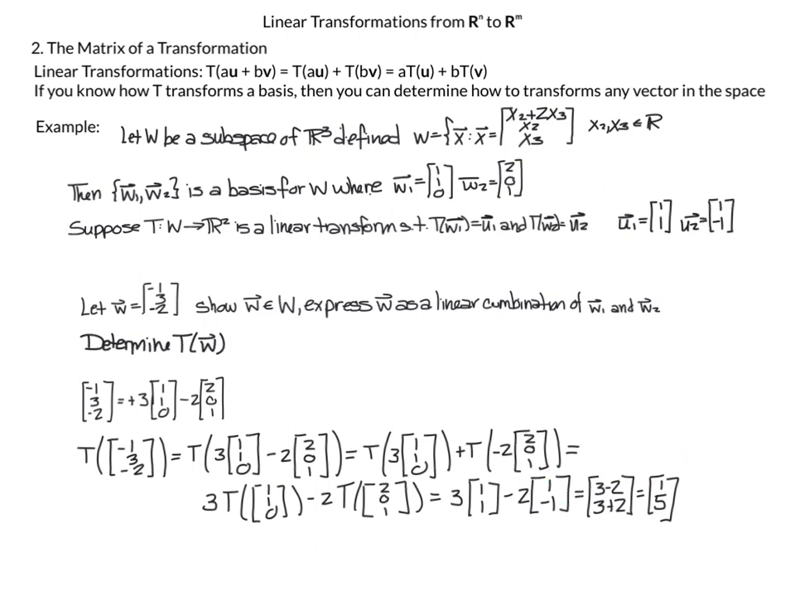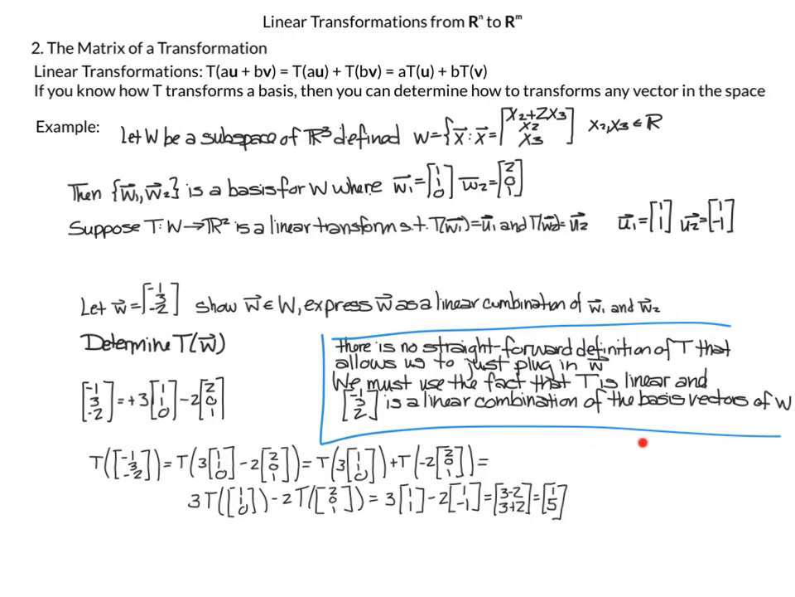And it's worth noting there's no straightforward definition of T that allows us to just plug in a vector w and then figure out what the transform is. All we are given is how the transform takes these basis vectors and what it produces. So we must use the fact that T is linear. If we want to find what T does to a random vector in our space, (-1, 3, -2), the first thing we do is write our random vector as a linear combination of our two basis vectors, w1 and w2, which are (1, 1, 0) and (2, 0, 1).